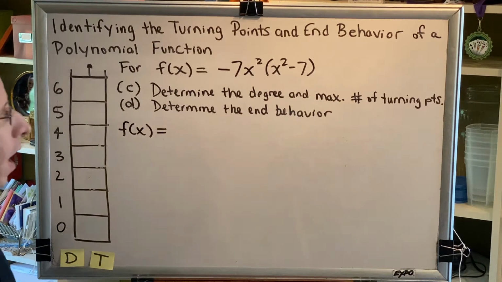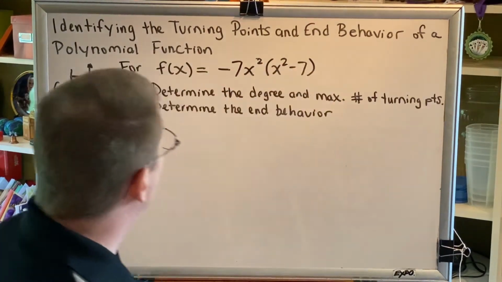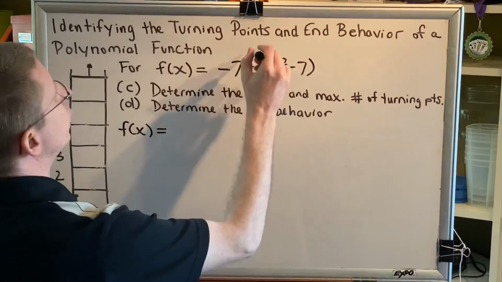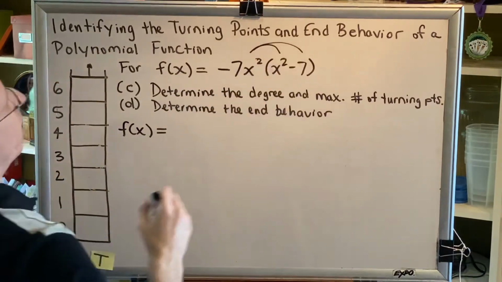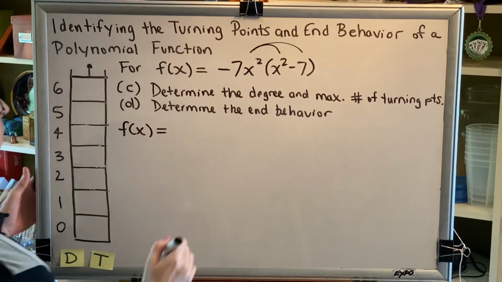Okay, so it is possible to determine the degree in two different ways. It's also possible to determine the end behavior in two different ways. So we're going to use a different approach in this particular video. So the first thing I'm going to do here is distribute the negative 7x squared to change my function from factored form into polynomial form.